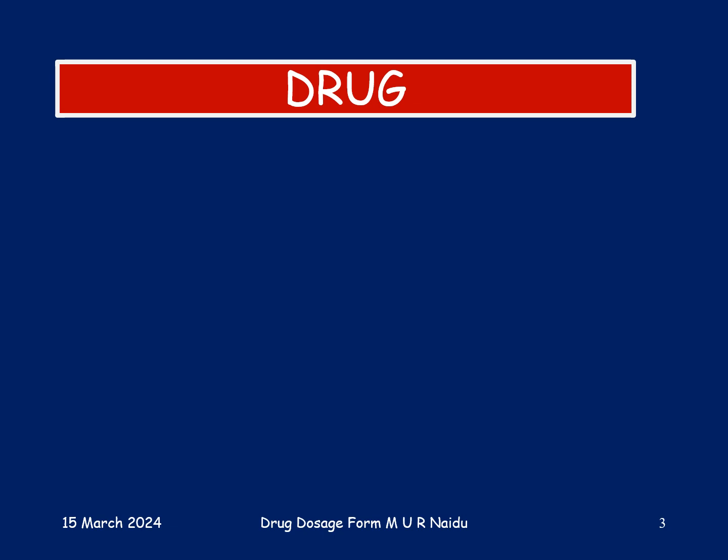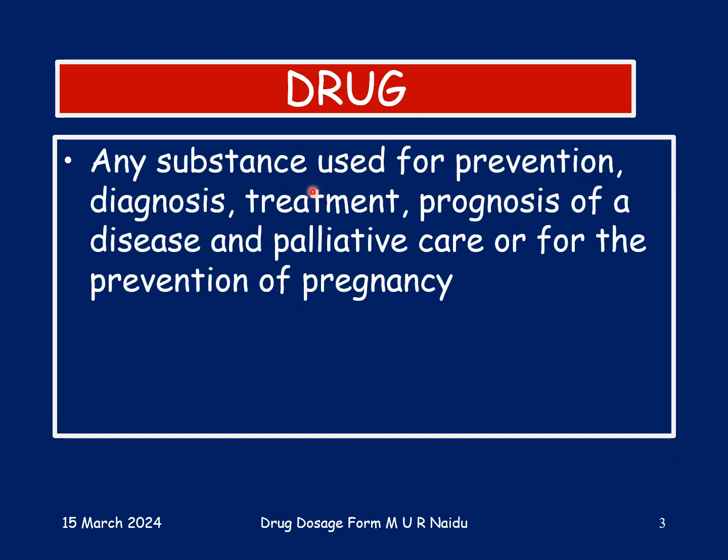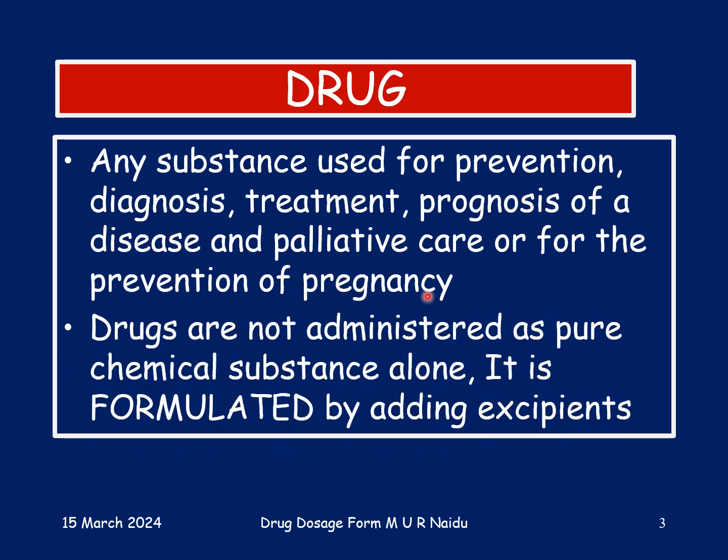What is drug? Any substance used for prevention, diagnosis, treatment, prognosis of a disease, and palliative care, or for prevention of pregnancy is known as drug. Drugs are not administered as pure chemical substances alone. They are formulated by adding various excipients.